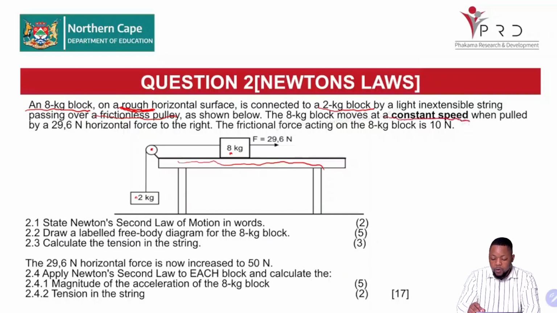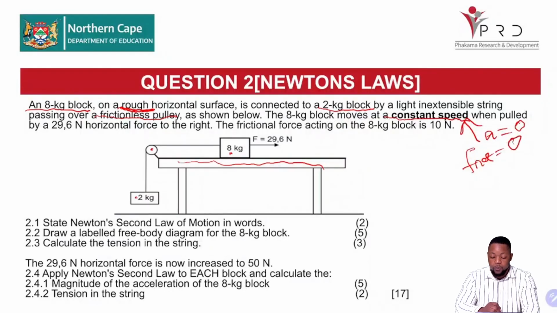We have talked about constant speed, and what we know about constant speed is that acceleration is equal to 0. And when acceleration is equal to 0, we are going to end up with a situation where F net is equal to 0. So these are some of the things that you should be thinking of as you are reading the question.